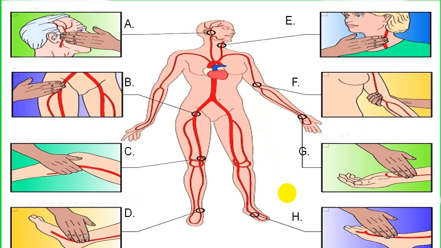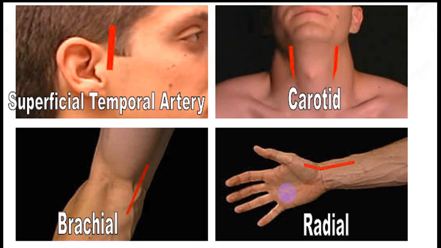Now what we look at is usually the volume. We compare the right side with the left side and we look for whether any of these peripheral pulses is absent. Peripheral pulse will be absent in a person when the artery is totally blocked.